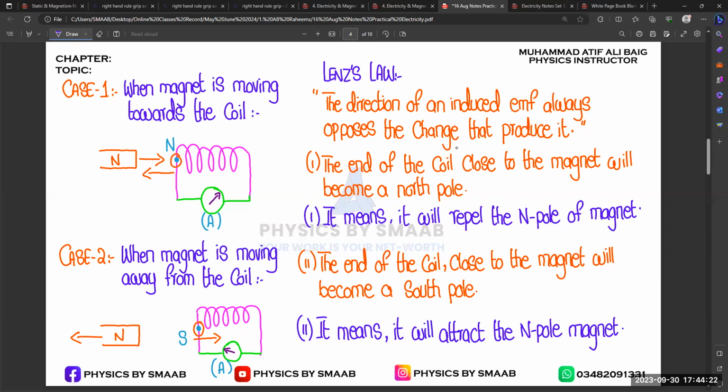And we know that due to change in the magnetic field, EMF will be induced over there. And according to Lenz's law, we identified the direction in both cases, when the poles are moving close to the coil, and when the poles are moving away from the coil.